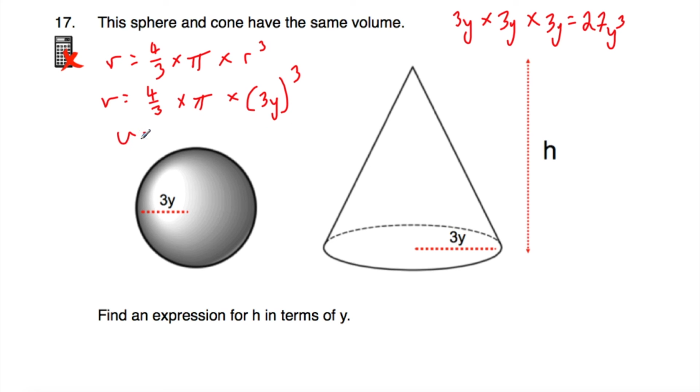So we've got the volume is equal to 4/3 multiplied by pi multiplied by 27y cubed. So this is what we've got so far. I'm actually just going to bring this down a bit.